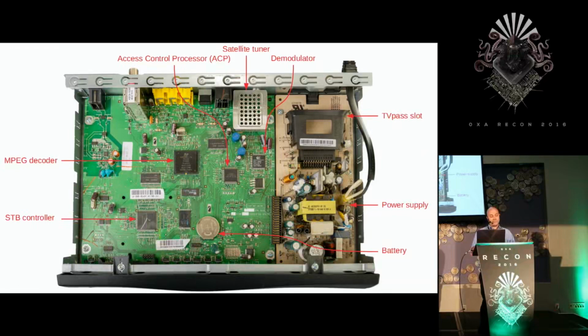There's a TV pass slot near the power supply. This is an upgrade slot with a card edge connector to allow for security upgrades. The system has stayed secure, so the TV pass slot was never used, and the newer versions of the set-top box, they actually took this out.